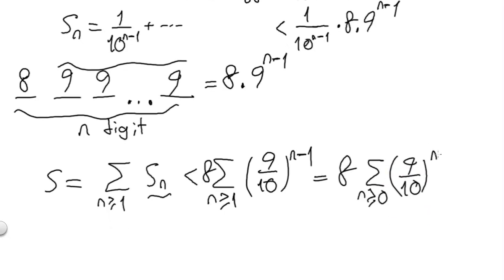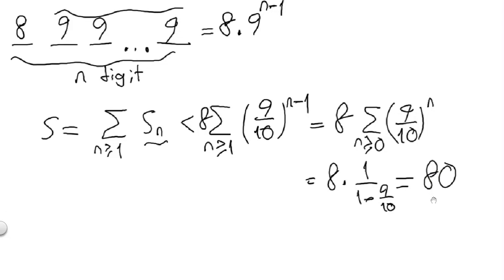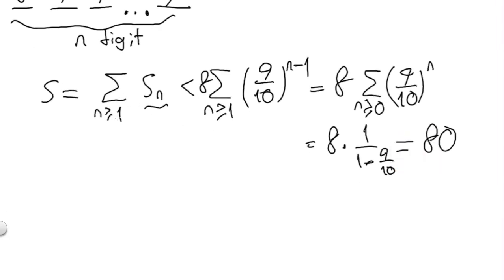Now this is just a basic geometric series with ratio 9 over 10, which is less than 1, so it's convergent. So it will be 8 times 1 over 1 minus 9 over 10, which is 1 over 1 over 10, so 80. Okay, cool. So what does that mean? I found that the sum of Sn is bounded above.